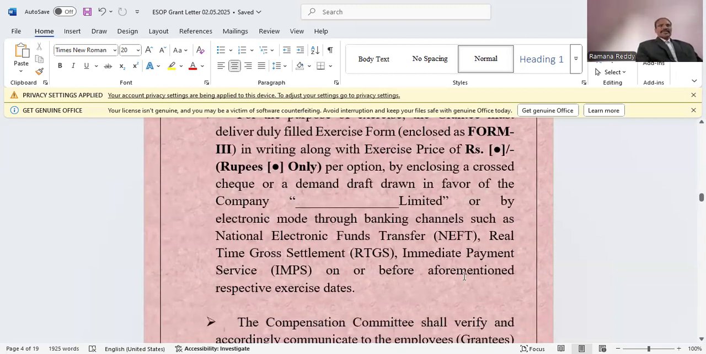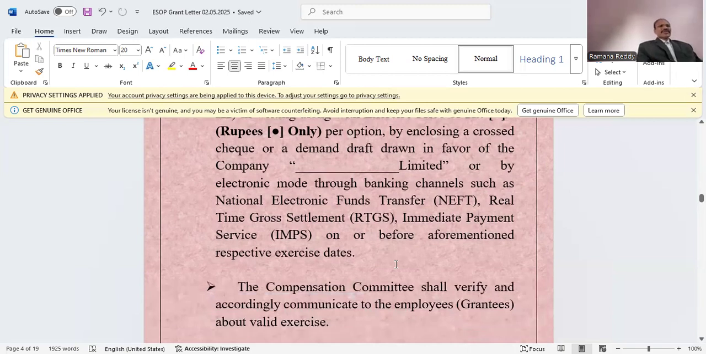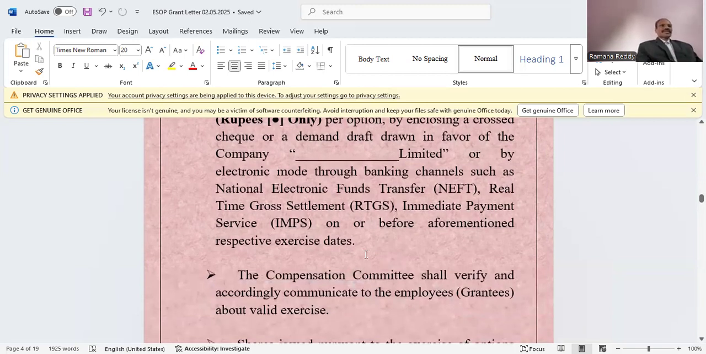Suppose 100 options are vested. If it is 10 rupees for each option, then 100 into 10, so 1000 rupees. He has to pay the money. Then shares will be allotted. Then he will get all the rights.